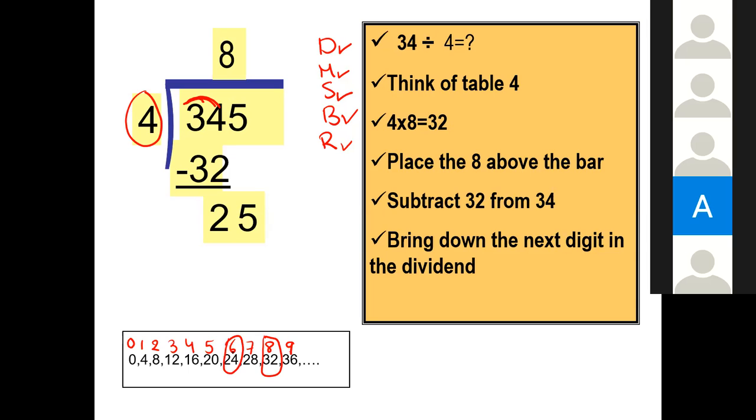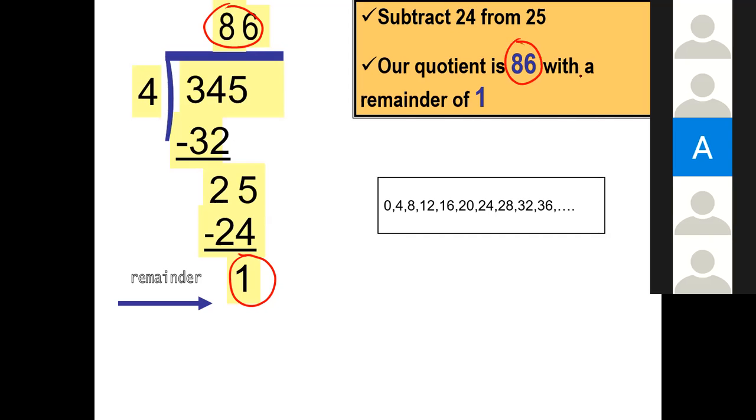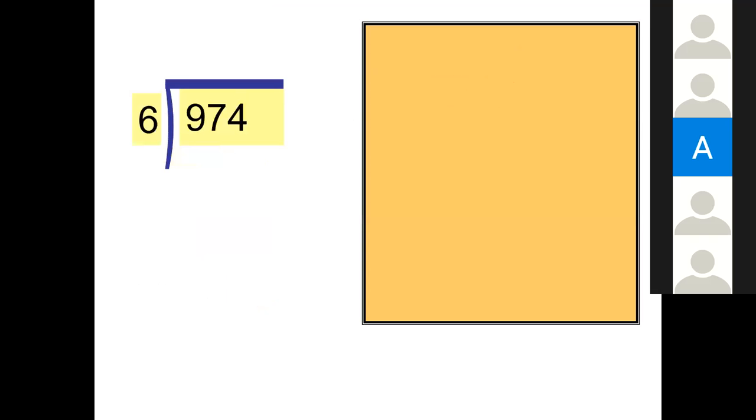24. Excellent. So don't forget, 6 we have to place up and the 24 where? Down. Excellent. Then when we finish choosing this number, we have to subtract. The answer will be how much? One. Do we have more digits to copy down? No. What do we call one, the number that's written down? Remainder. And what do we call 86, the number that's written up? Quotient. So our quotient is 86 with a remainder of 1. Is it clear? Yes. Let's do more examples.